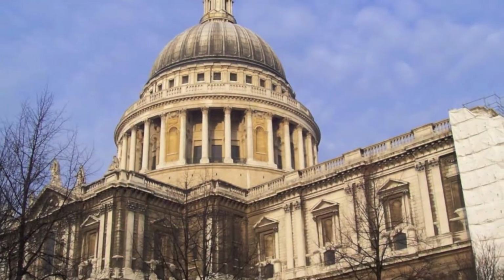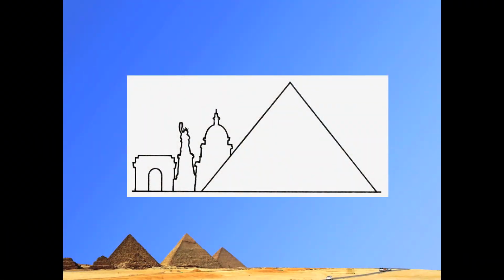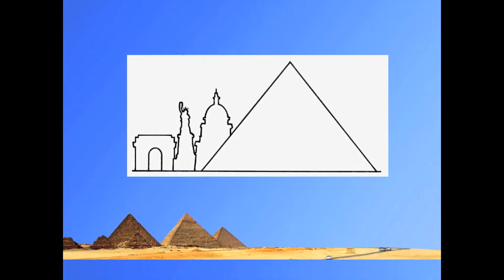Paul's Cathedral. This picture shows that at 138 meters tall, the Great Pyramid is taller than the Arc de Triomphe, which is 45.9 meters tall, the Statue of Liberty, which is 92 meters tall, and St. Paul's Cathedral, which is 109.7 meters tall.